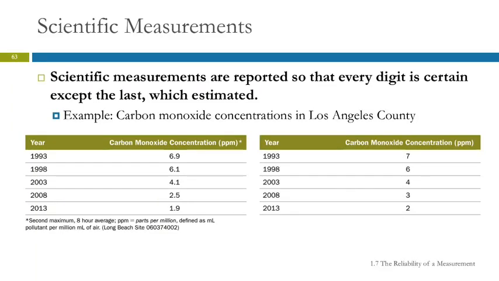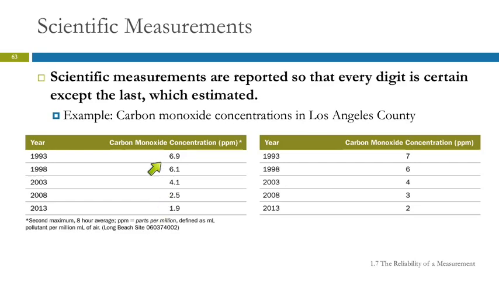Okay, scientific measurements. When a scientist reports a measurement, we do it in a very particular way. We want to express how accurately, how precisely we have measured that measurement, right? So we always report all the certain digits and one uncertain or estimated digit. Just as an example, we could look at these two different tables listing the carbon monoxide concentration in parts per million at the Long Beach site in these various years from 1993 to 2013.